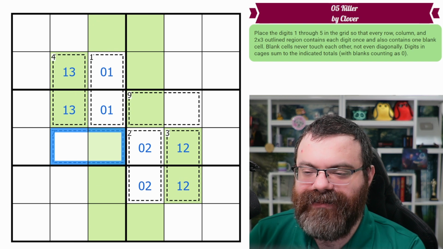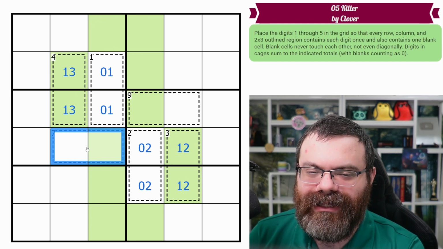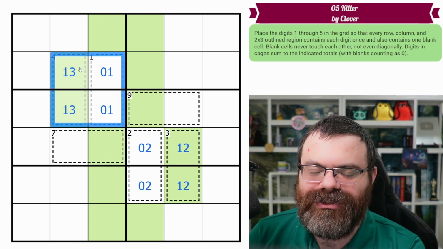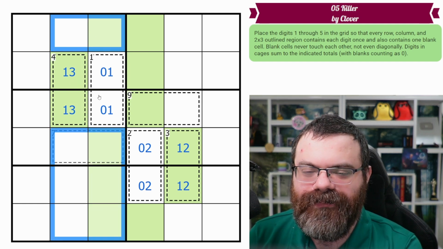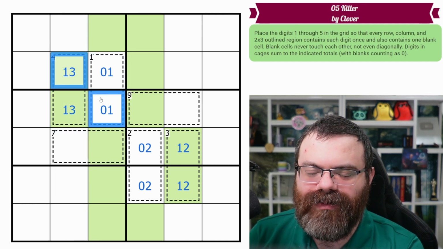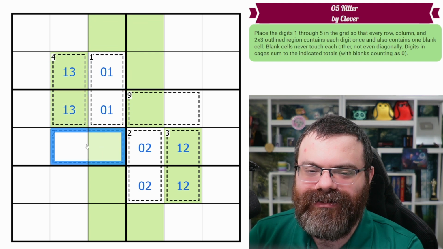So no 2 in this 7 cage means it's not 2 5. And similarly, there's 2 1s in this 2 by 2 area, so none of these are 1s. So that's an X-wing also, because it forms an X, right? There's a 1 here and here, or there's a 1 here and here. So these aren't 1 either.